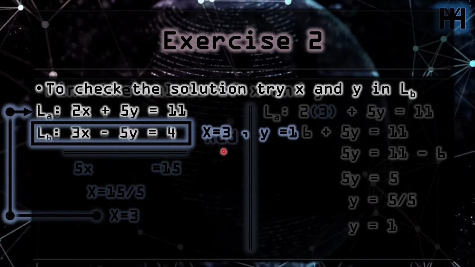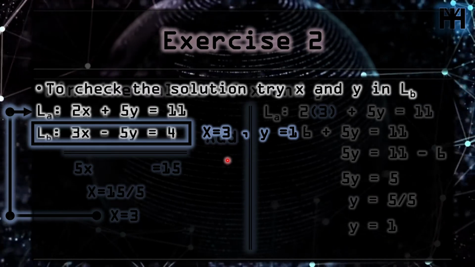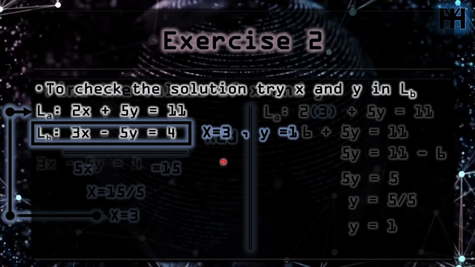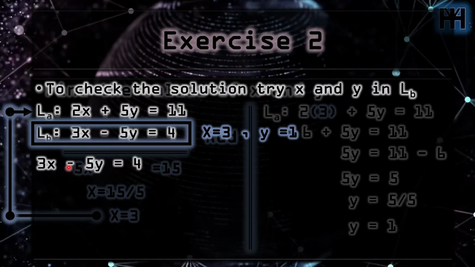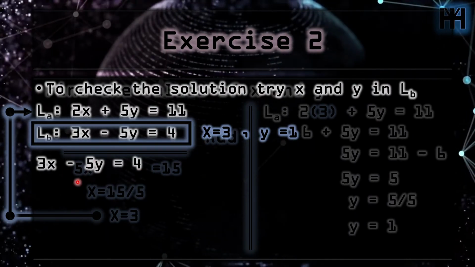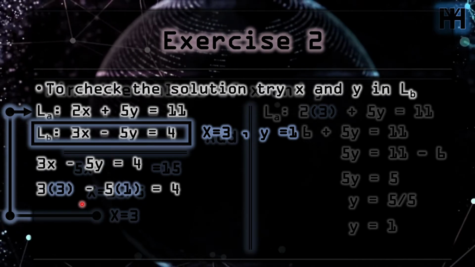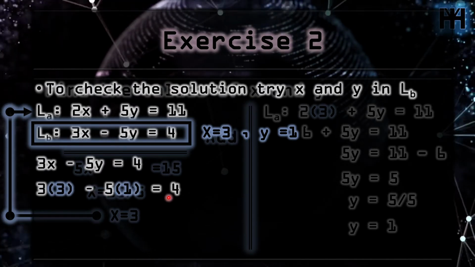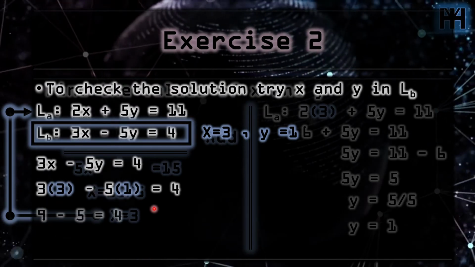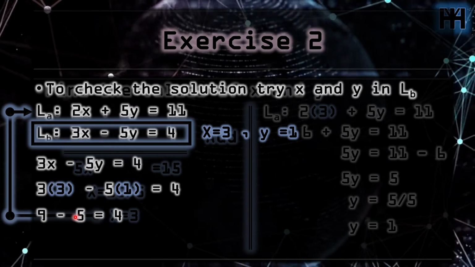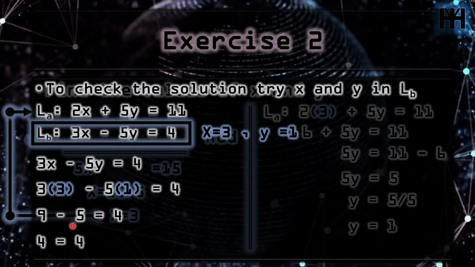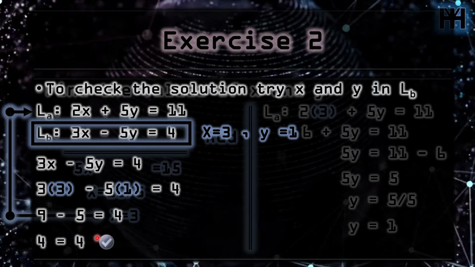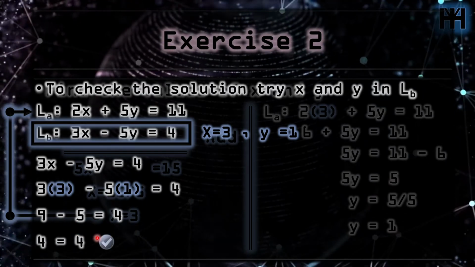Okay, we got the x equal 3 and the y equal 1. Let's try it again. Here we have 3x minus 5y equal 4. Let's substitute by the values here, 3 and 1. So we have 3 times 3 minus 5 times 1 equal 4. So 3 times 3 is 9, and 5 times 1, of course, will remain 5 equal 4. So 9 minus 5 will be 4. So 4 is equal to 4, and our solution is correct.